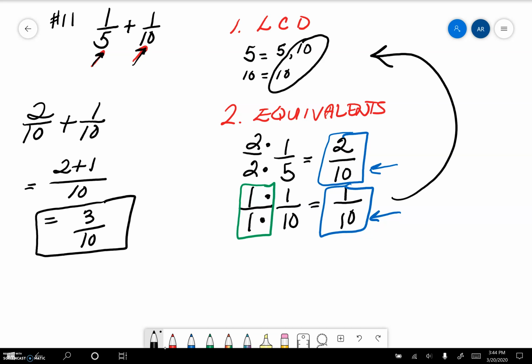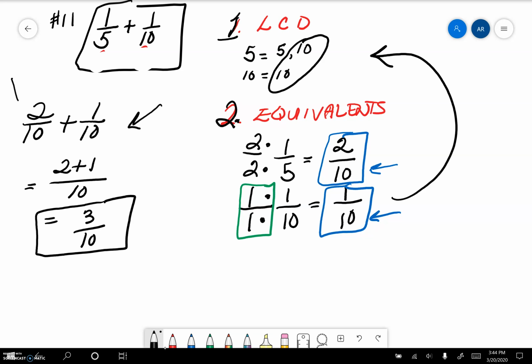And that is our final answer. So again, the process when you're adding these two up, if you do not have the same denominator, then you're going to have to go through step 1 to find your lowest common denominator. Then in step 2, we're going to come up with our equivalents, and in step 3, we're going to go ahead and add them up. So this was step 3.